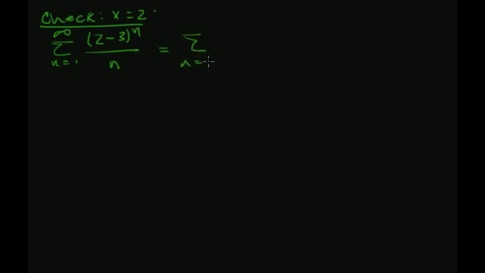Okay, so we're going to first check when x is 2. Our power series here is going to be the series from n equals 1 to infinity of (2 minus 3) to the n over n. A little bit of arithmetic manipulation here gives me (negative 1) to the n over n. That's the alternating harmonic series.